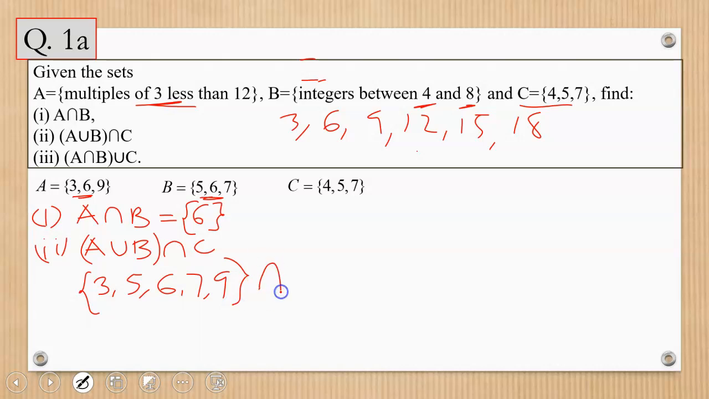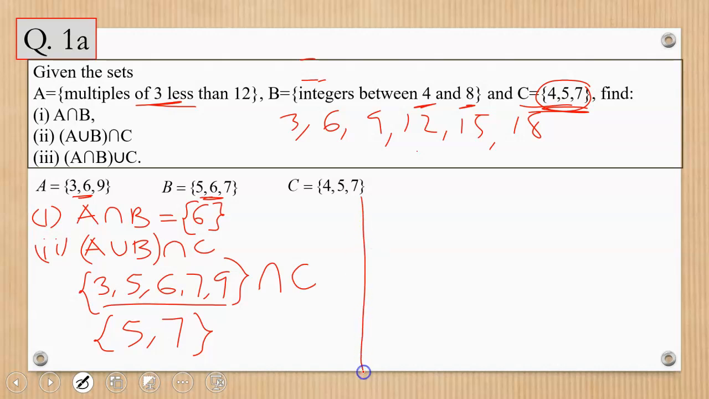Then this our answer intersection C. So again, we are going to now put all the 3, 5, 6, 7, and 9 together intersection C. And C is giving us 4, 5, 7. And so what can be found in this set and then the set 4, 5, 7? We can see we have 5 in common, and then we have 7 in common as well. And so this becomes the answer for A union B intersection C.